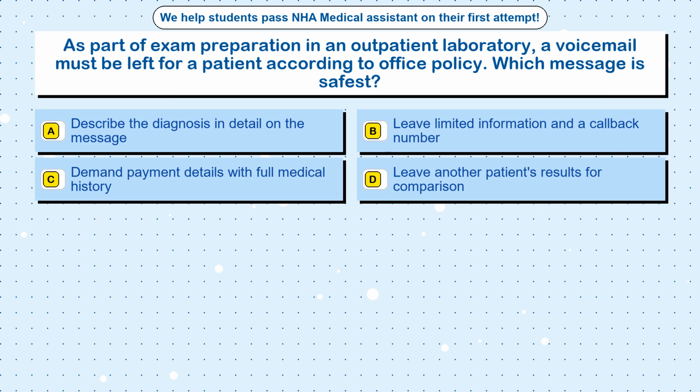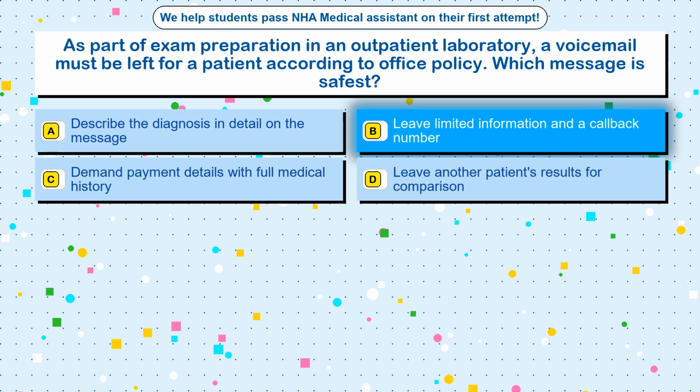Question 21. As part of exam preparation in an outpatient laboratory, a voicemail must be left for a patient according to office policy. Which message is safest? Option A. Describe the diagnosis in detail on the message. Option B. Leave limited information and a callback number. Option C. Demand payment details with full medical history. Option D. Leave another patient's results for comparison. The correct answer is option B. Leave limited information and a callback number.